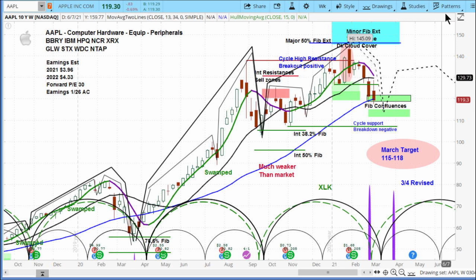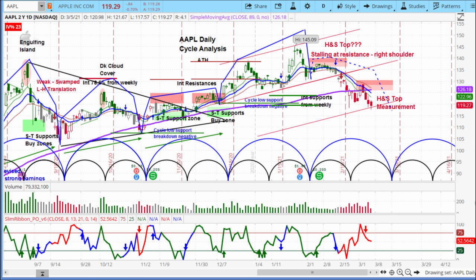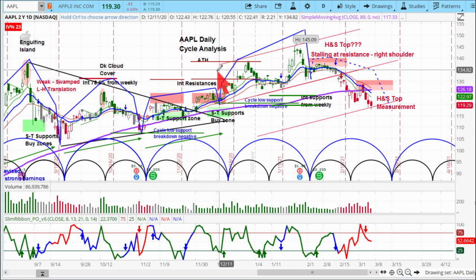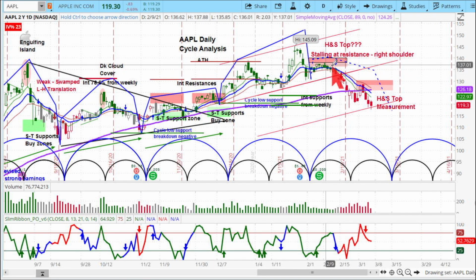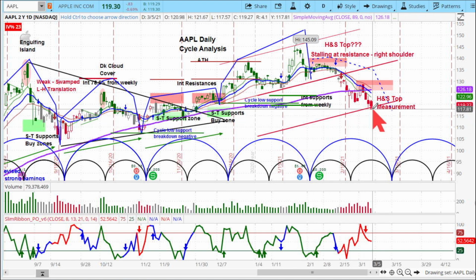So on the daily chart in Apple, let's keep this really quick because it is a quickie. We talked about the fact that there was a head and shoulders that formed in here. You can see the left shoulder and the head and the right shoulder. It failed at resistance as it was supposed to. And look where the target is. The measurement right there, it nails it.